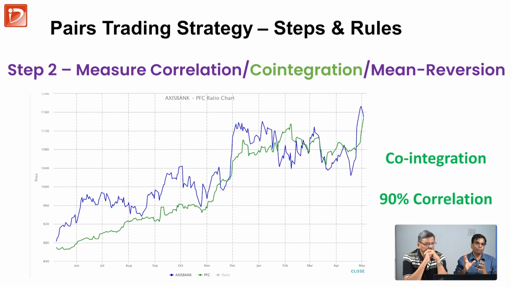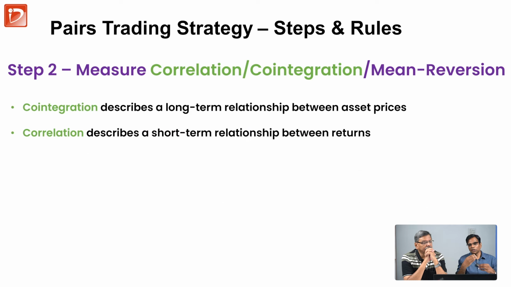So these are very good pair if one has to do a pair trading strategy. And here, just to have another difference, co-integration describes a long-term relationship between asset prices, asset prices being the log prices that I talked about. Correlation describes a short-term relationship between returns, right? We are looking at the returns. So that is one big difference between co-integration and correlation.